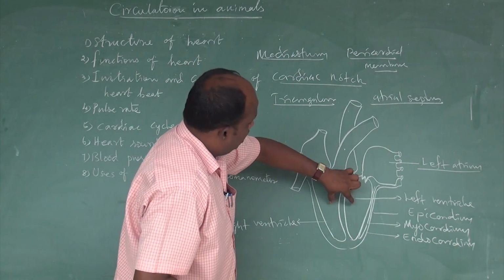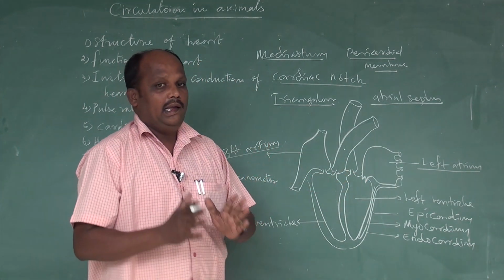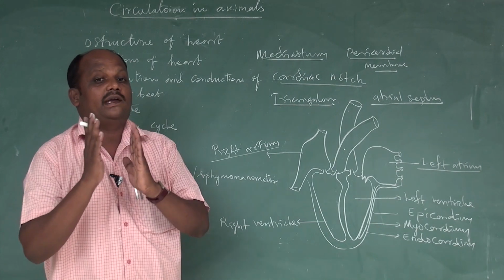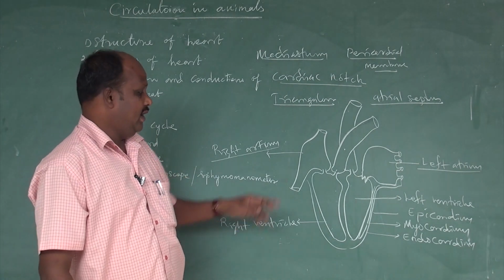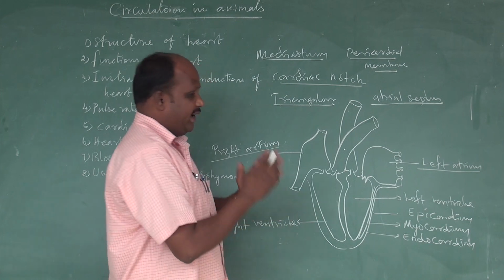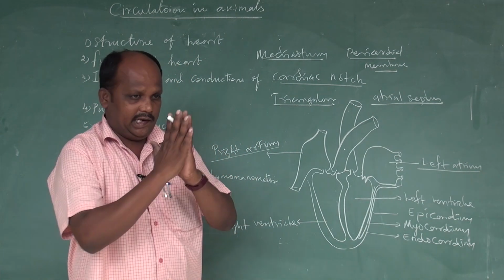The lower two largest chambers are also divided by a septum, and that is called the ventricular septum. Septum means a dividing chamber. It is muscle, dividing the two chambers.